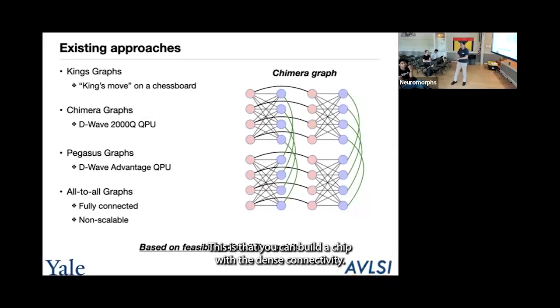Yes. So really, this assumes that you can't build a chip with the dense connectivity. So exactly, right. That's what I was going to get to. The reason a lot of people, by the way, the other graph, there's a Chimera graph, and the 2000, now they've got a Pegasus graph. There are people who've done all-to-all graphs, and a lot.